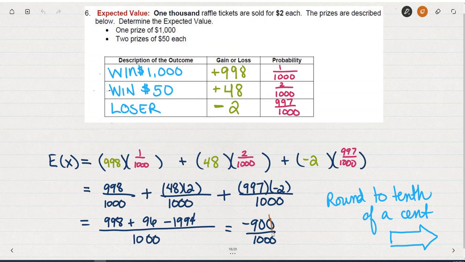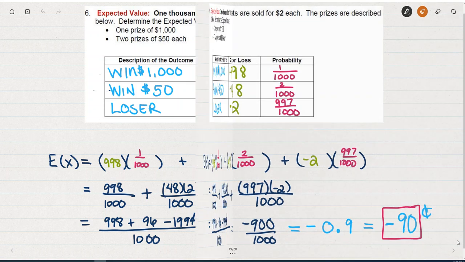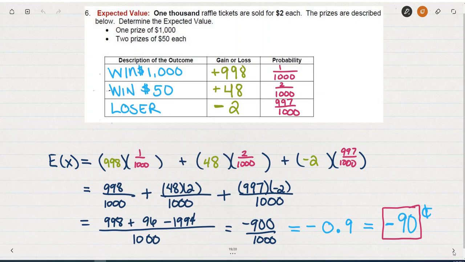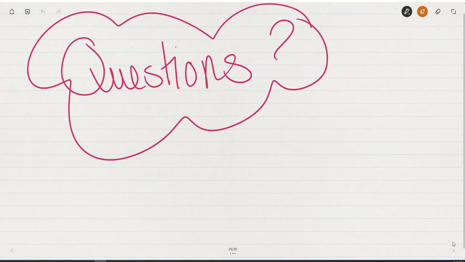Notice how many cents that is. If I just divide by 10, I've got negative 90 100ths of a dollar. So that's going to be a loss of 90 cents. When the expected value comes up negative, that means that over the long haul, you'd be losing.